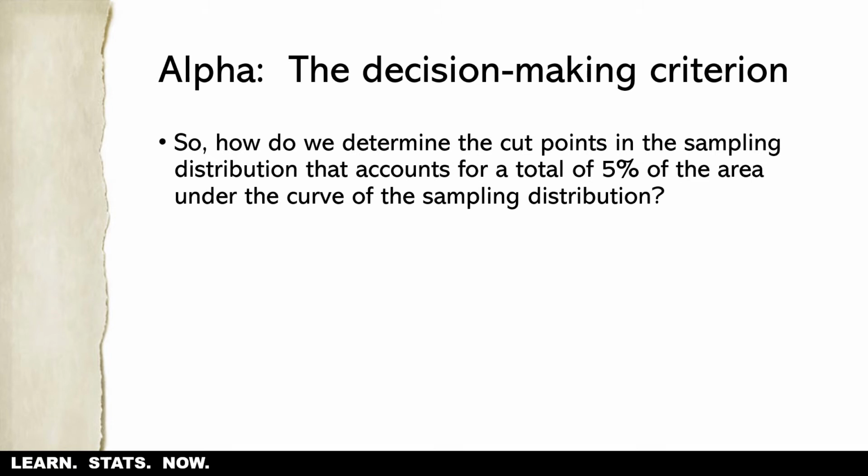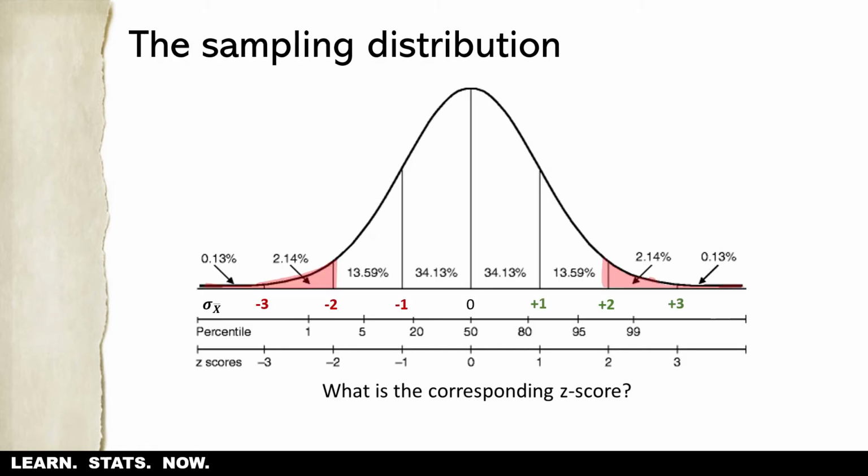Okay, so then the question becomes, how do we determine the cut points in the sampling distribution that account for a total of 5% of the area under the curve of the sampling distribution? It sounds like a thorny problem, but it's really pretty straightforward how to do this. So here's our sampling distribution. Now, keep in mind, this is the sampling distribution assuming that the null hypothesis is true, right?